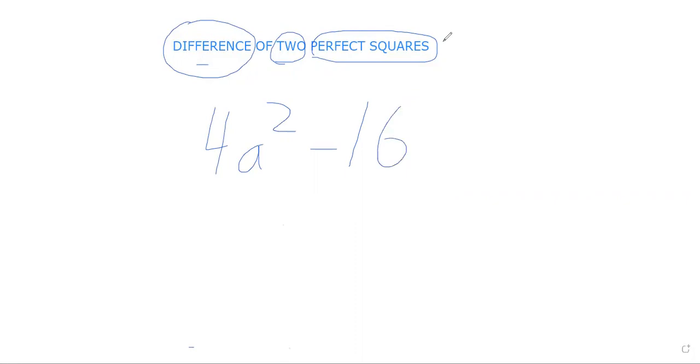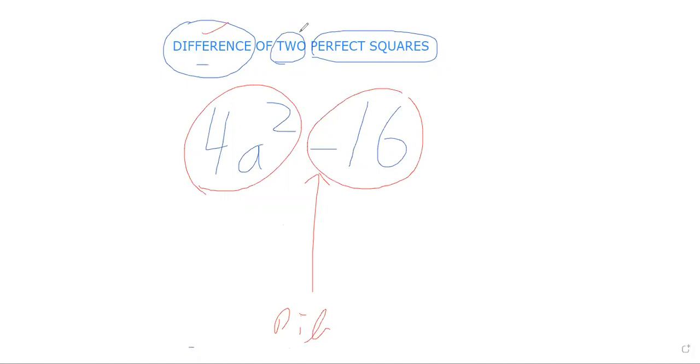Everybody, watch how I'm going to break it down so you can see. The first thing I'm looking for is the difference. Can we see the difference? Well, look here. We see a subtract sign, so the difference. Are we seeing two things? Yes, we see one here and one here. Those are the two things.